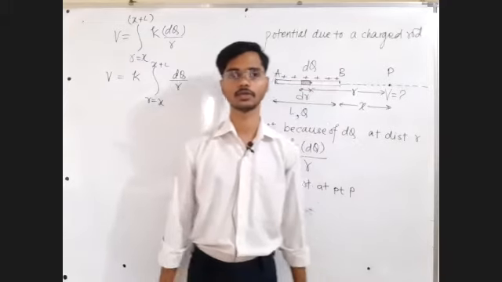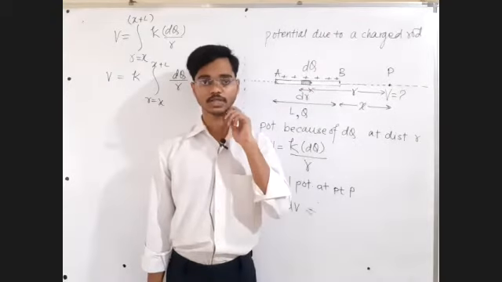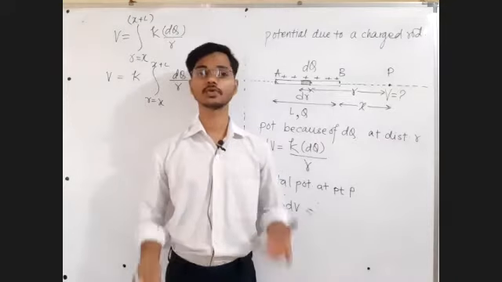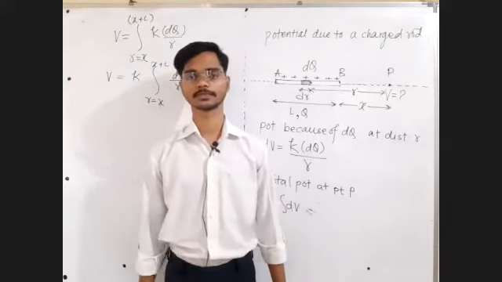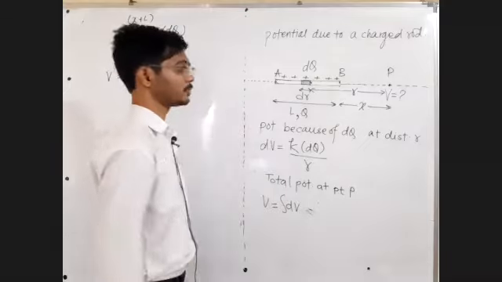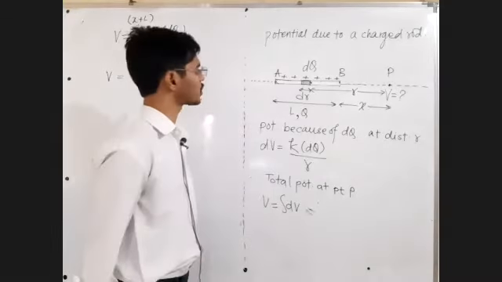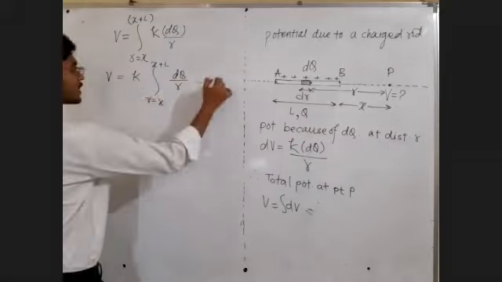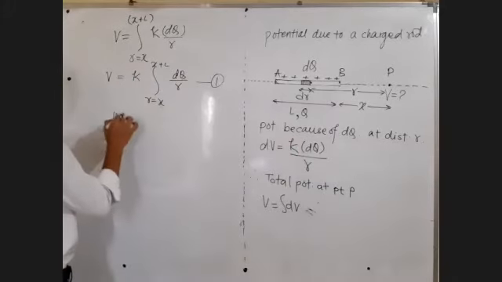Which concept are we going to use? Charge per unit length concept, charge per unit area concept, or charge per unit volume concept. Which concept? Charge per unit length concept. If the charge is uniformly distributed on the rod, total charge upon total length, all these are equation 1.